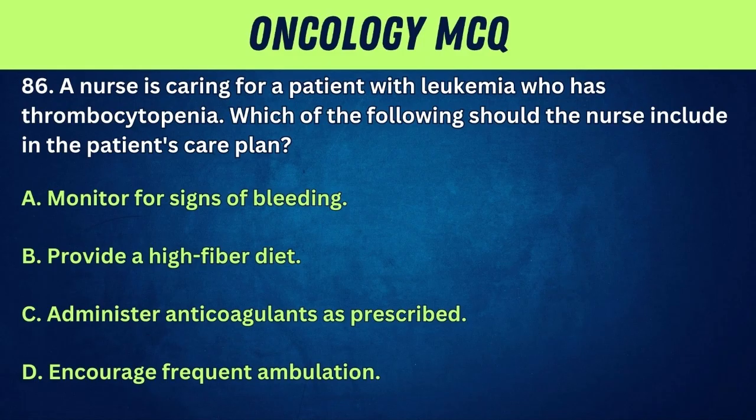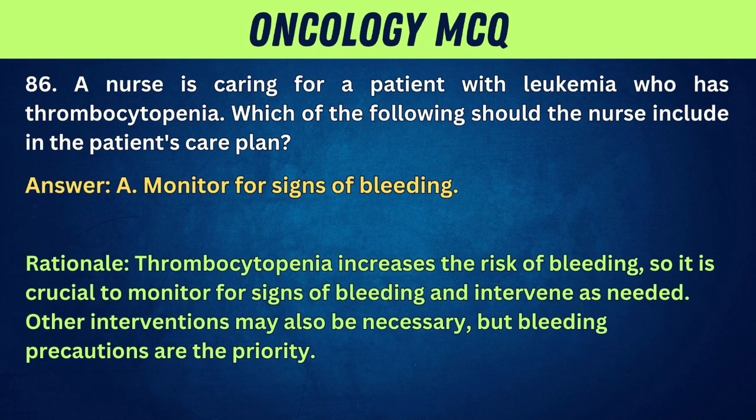86. A nurse is caring for a patient with leukemia who has thrombocytopenia. Which of the following should the nurse include in the patient's care plan? A. Monitor for signs of bleeding. B. Provide a high-fiber diet. C. Administer anticoagulants as prescribed. D. Encourage frequent ambulation. Answer: A.